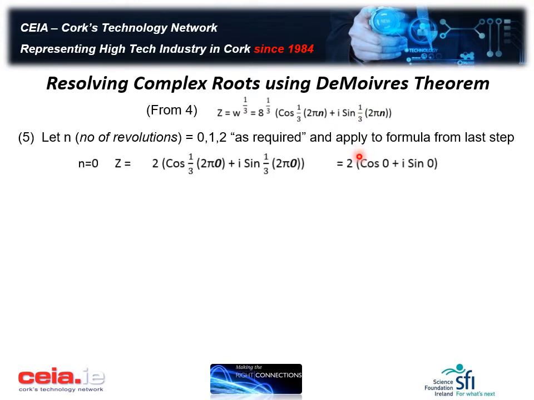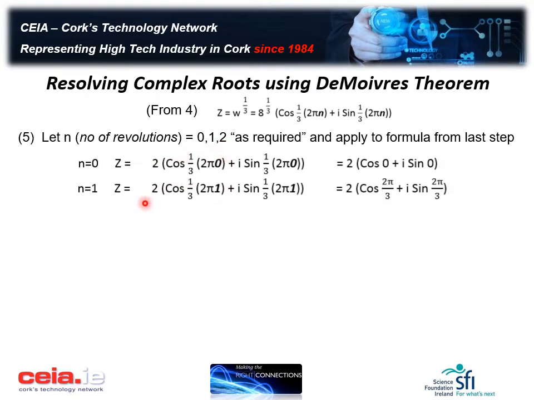So let's start. The first one, n equals 0. Feeding n equals 0 into this formula, well, 8 to the power of a third is always 2. So 2 (cosine of a third of 2 pi times 0, plus i sine of a third of 2 pi times 0). And that gives us, when you multiply it out, 2 (cosine 0 plus i sine 0). So that's when n equals 0. And we have to do 2 more, substituting in n equals 1 and n equals 2.